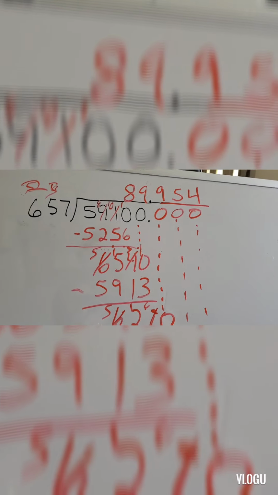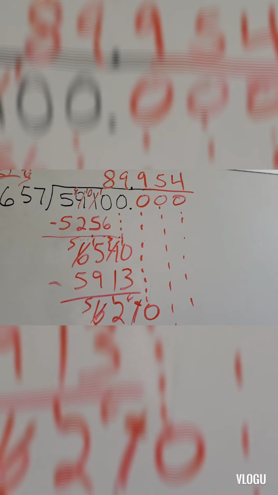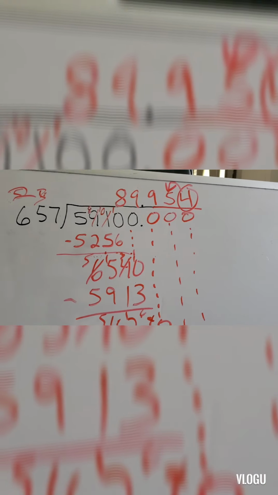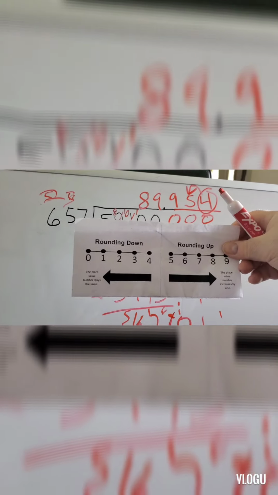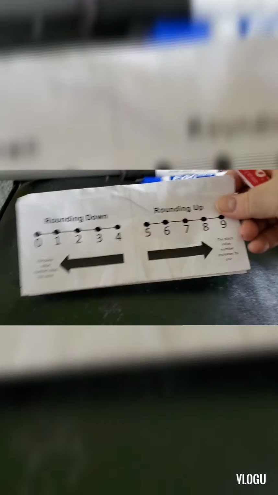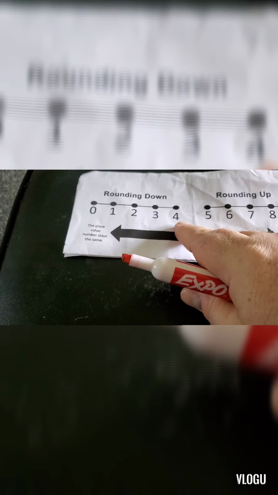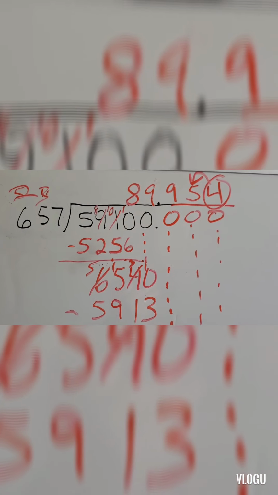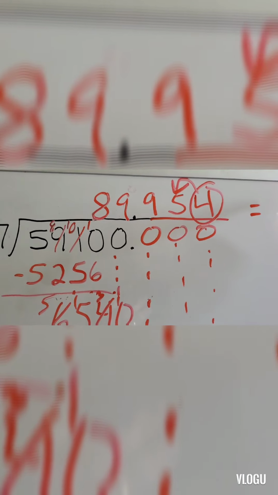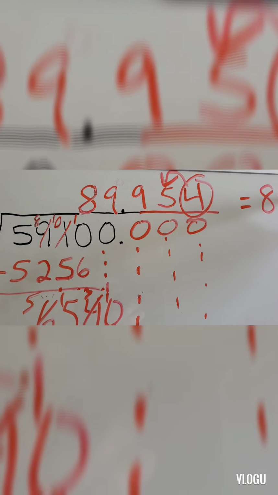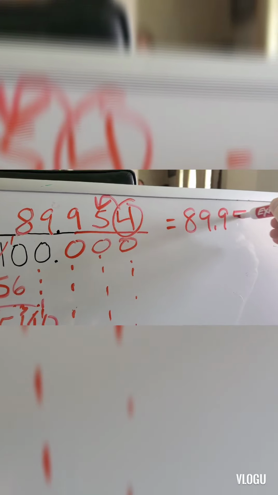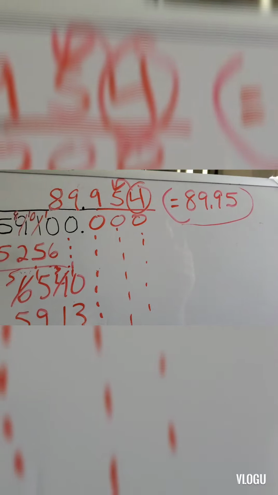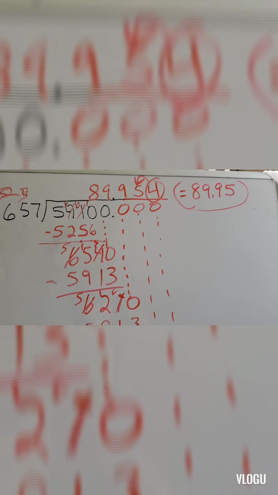Now, we're done with the math. We just have to round. Our 4 tells our 5 what to do. If you remember, consult the chart. Our 4 tells our 5 to stay the same. So since our 5 stays the same, the answer is 89.95. Our 5 stays the same. We're done. We've ended. And that's the answer.